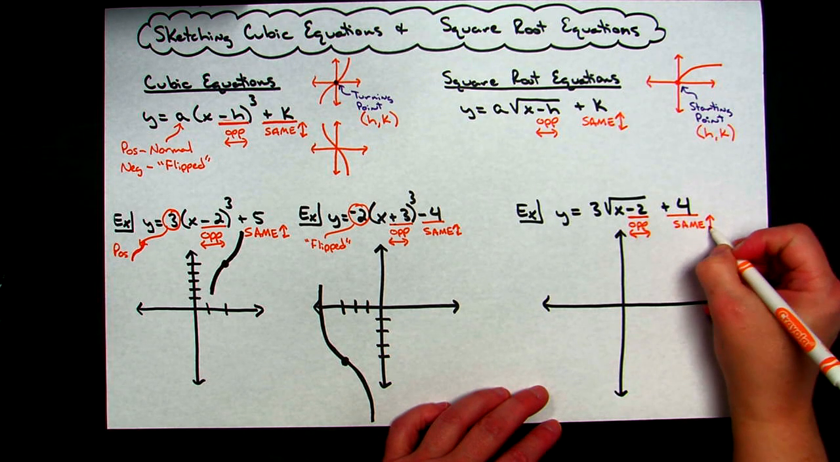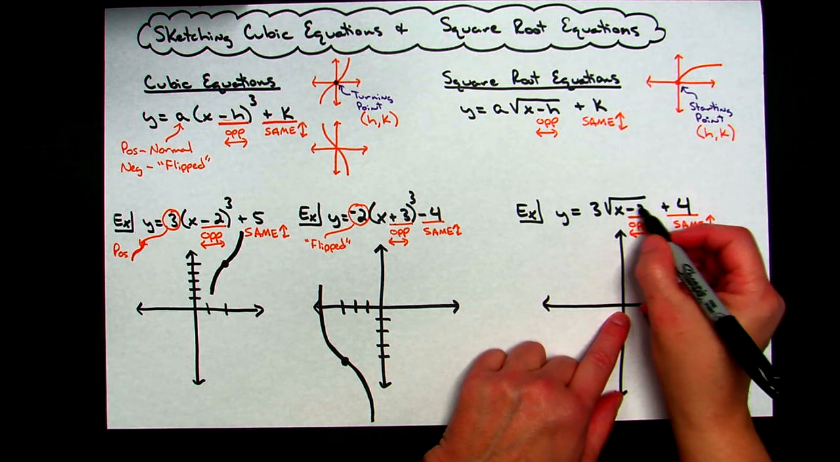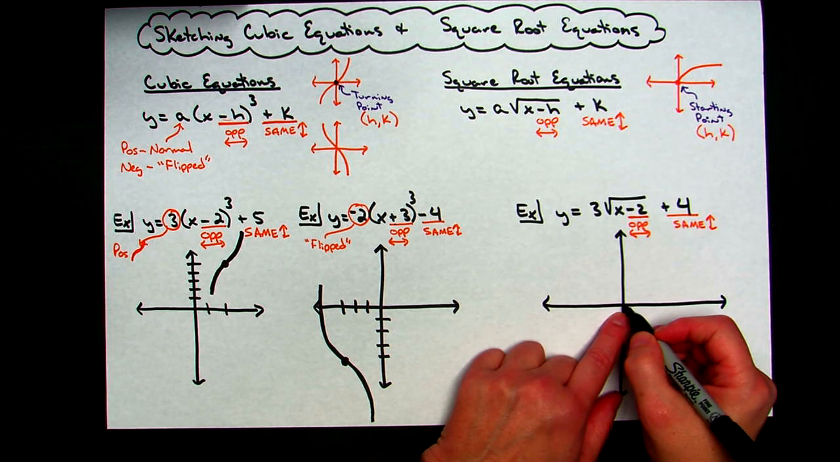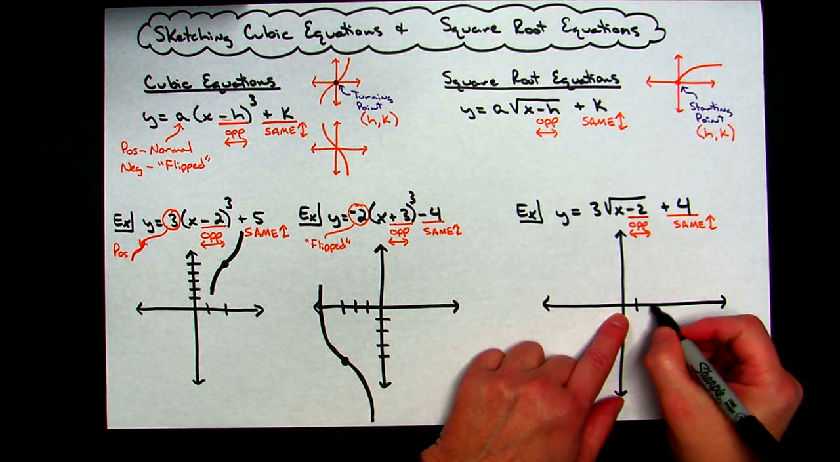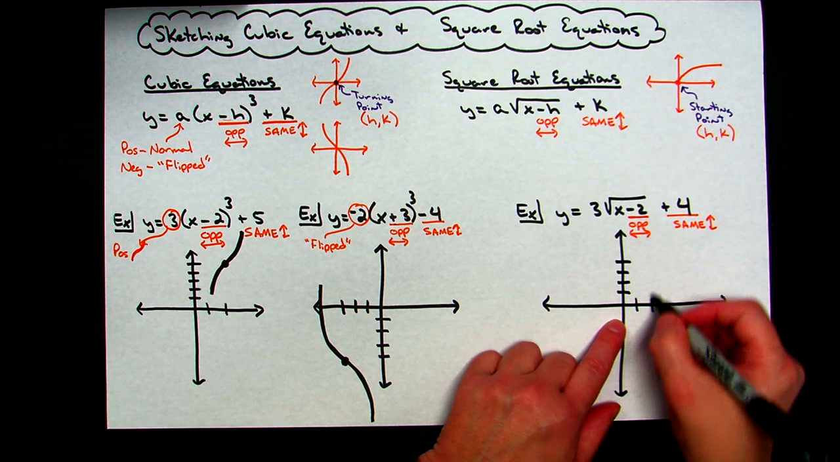So I'm going to start at my origin, and I see the minus 2, so I'm going to do opposite left or right, so I'm going to go to the right 2. And then a plus 4, it's going to tell me to go up 4. 1, 2, 3, 4. So I went to the right 2, up 4, and there's my starting point.